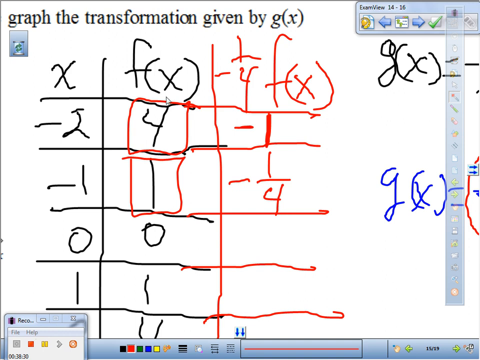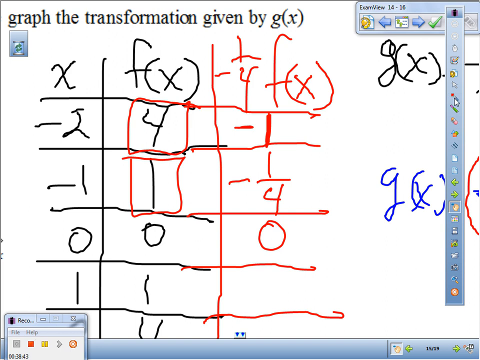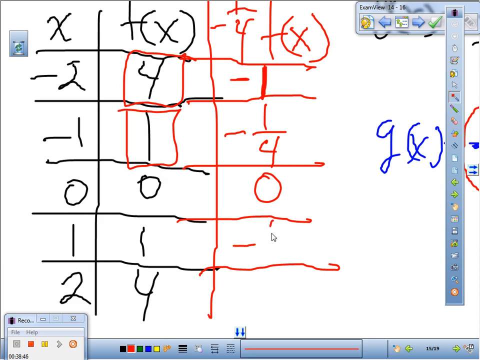So you're saying, Mr. Q, why are you multiplying these times 1/4? Because this is f of x. What is f of x? All these values. So that's 0. What goes next, everyone? -1/4. And lastly, -1.